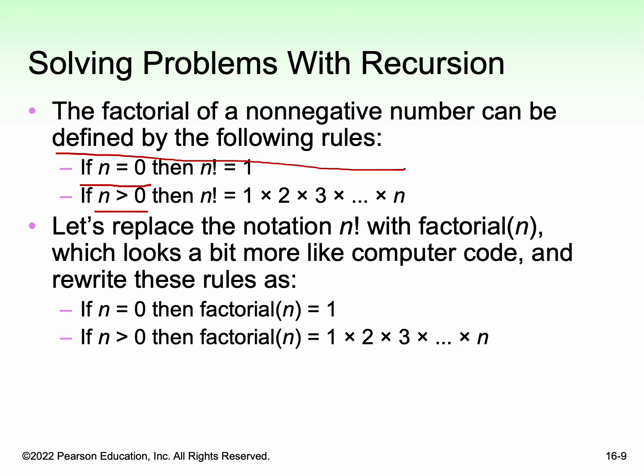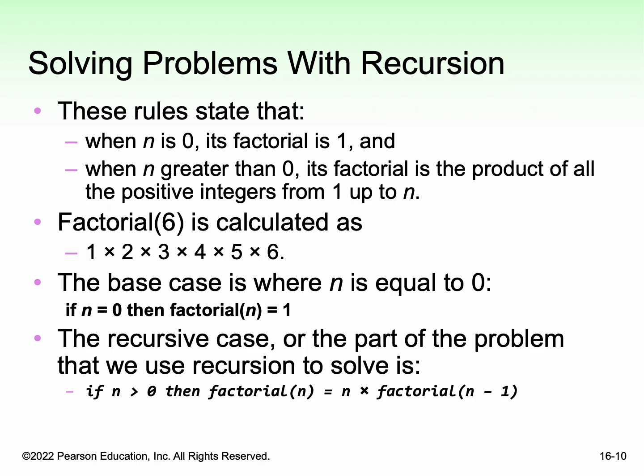However, if n is greater than 0, then n factorial is going to be 1 multiplied by 2 by 3, and so on, 4, 5, 6, 7, 8, until we reach that number. And here are the same rules in pseudocode. If n equals 0, then factorial of n equals 1. If n is greater than 0, then the factorial of n equals 1 multiplied by 2, multiplied by 3, multiplied by 4, and so on, until we reach n. So if your number is greater than 0, then the factorial of that number is the product of all the positive integers from 1 up to that number.